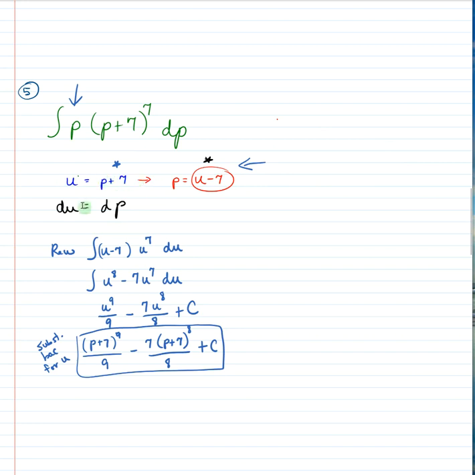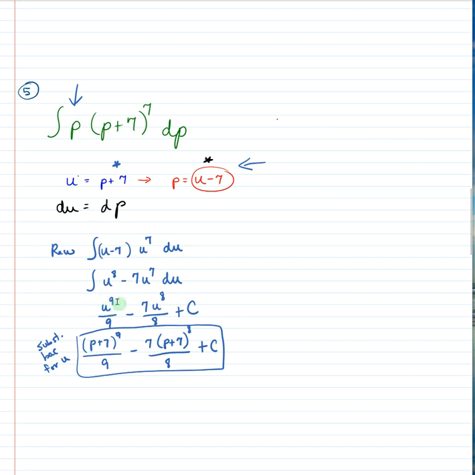u is p plus 7, du is dp. So I'm going to rewrite this as u minus 7, that's the p, times u, which is p plus 7, to the 7th du. I'm going to go ahead and multiply this, distribute this. So I get u to the 8th minus 7u to the 7th du. It's kind of a roundabout way, but it does work.